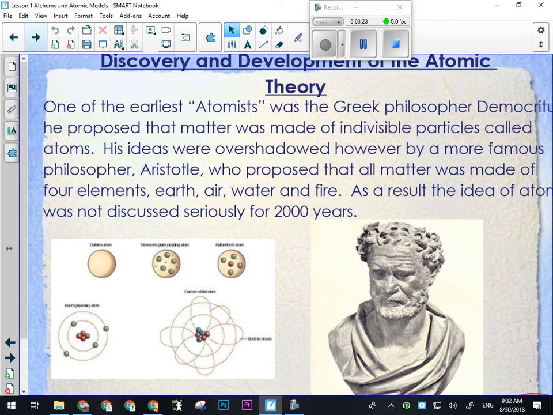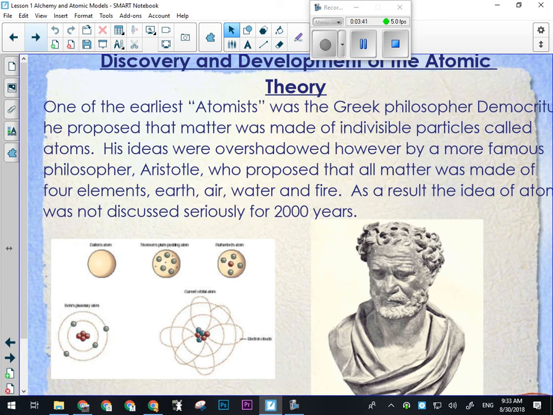Originally, especially the Greeks believed that all matter was made up of 4 elements. What were the 4 elements? Earth, wind, fire, and water. Or earth, air, fire, and water. Those were the 4 elements.